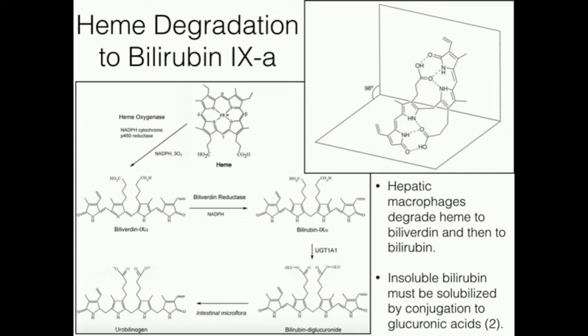In this video, we're going to talk about heme degradation, initially to bilirubin and then the further degradation products that occur in the large intestine in humans.